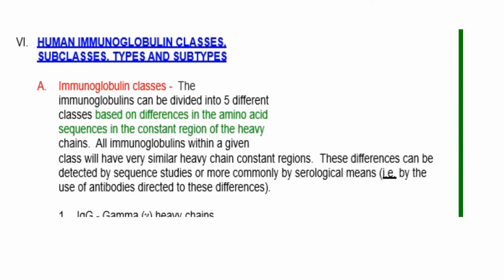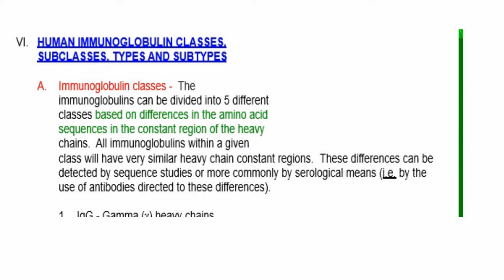Human immunoglobulin classes, subclasses, types, and subtypes. The immunoglobulins can be subdivided into 5 different classes based on the differences in the amino acid sequences in the constant region of the heavy chain.